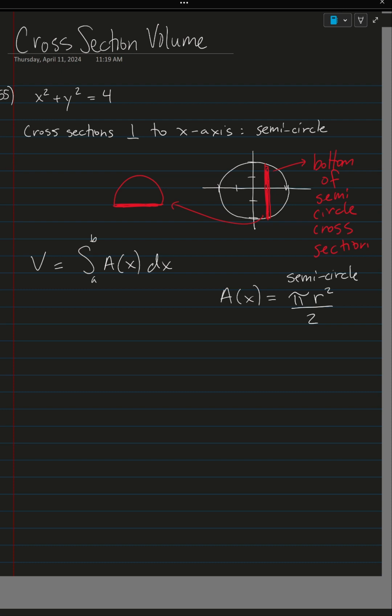However, we don't want our formula in terms of r. We need it in terms of x. So we've got to figure out how we can write the radius of that semicircle in terms of x. Normally with problems like this, you're doing an upper minus lower, which gives you the length of the entire red bar. However, in our case, we only want half of that bottom. We want the radius, not the whole diameter. So we're not going to do an upper minus lower.